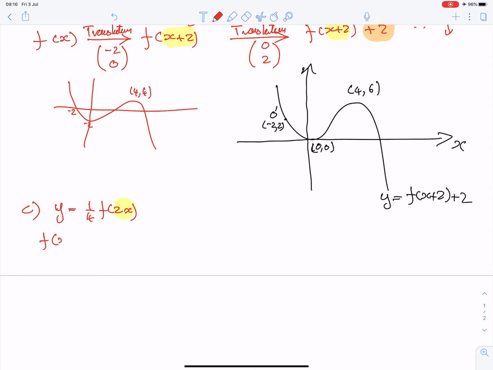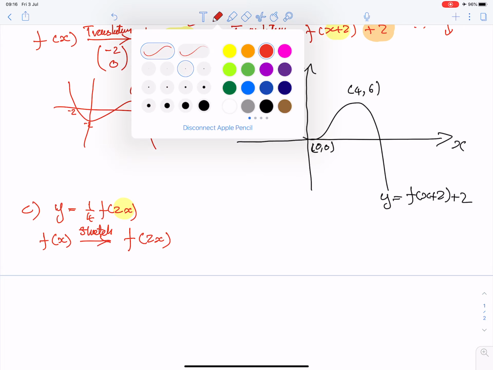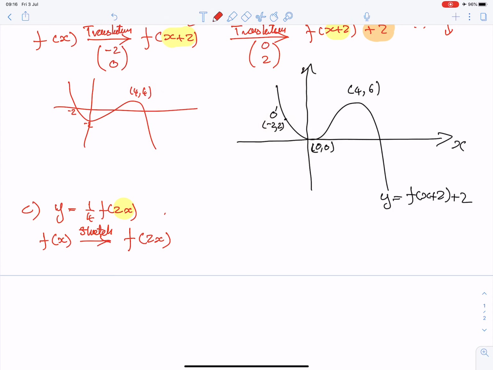So f of x translated to f of 2x. It's multiplying, so we get a stretch. It's inside, yeah? The change is inside the bracket, therefore it's changing x. Moves sideways, but it's the opposite of what we expect. So the basic shape stays the same.